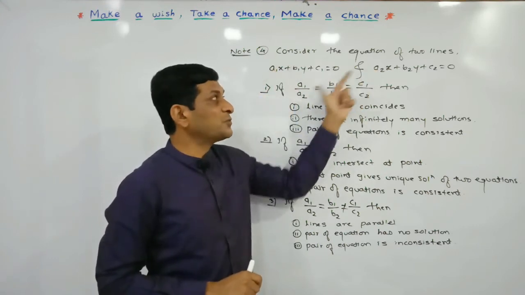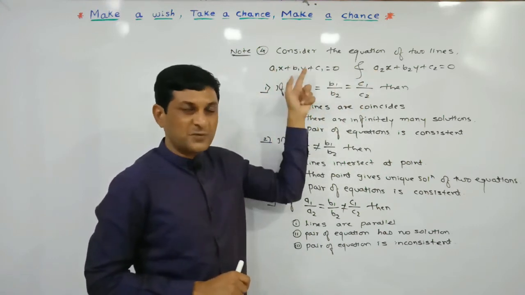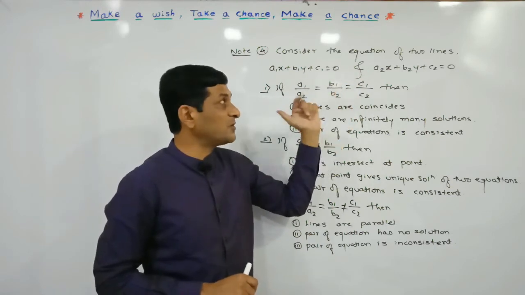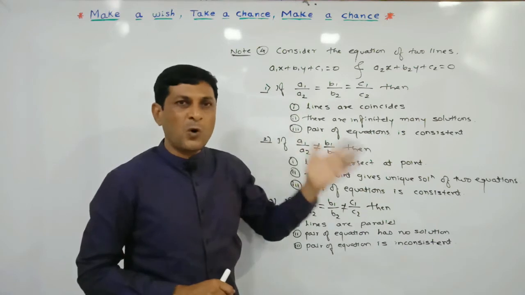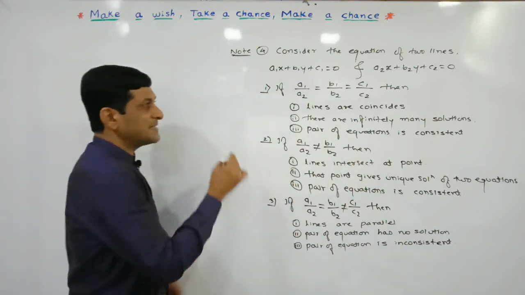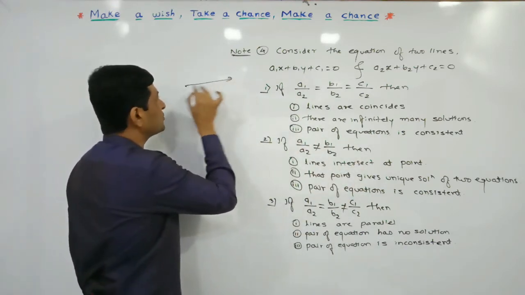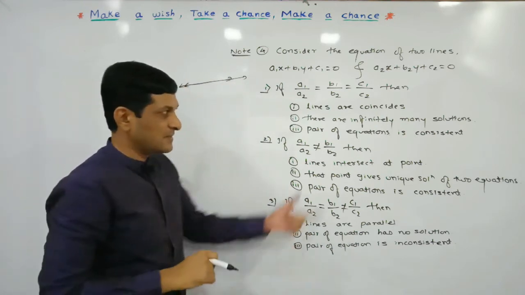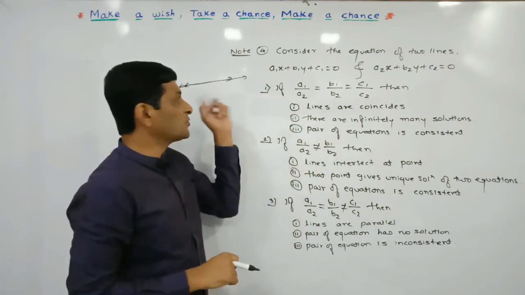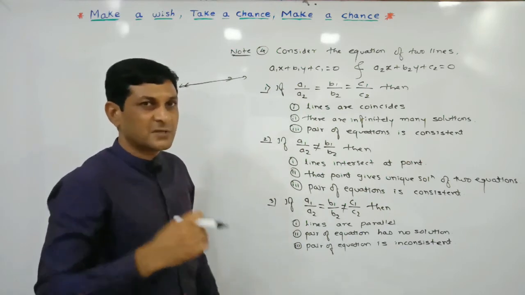a1 upon a2 means what? The ratio of the coefficients of x. b1 upon b2 means the ratio of the coefficients of y, and c1 upon c2 means the ratio of the constant terms. If all these ratios are equal, at that time we can say that these two lines coincide with each other. If these two lines coincide, then how many solutions are there?